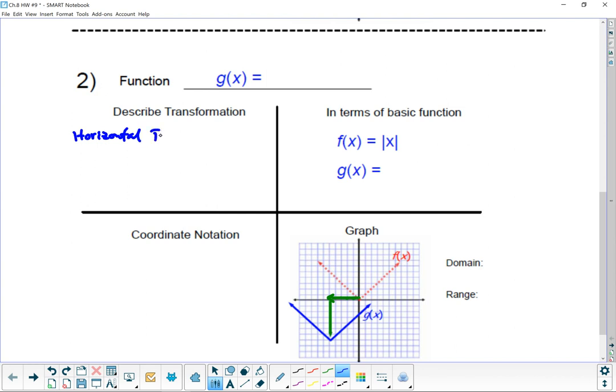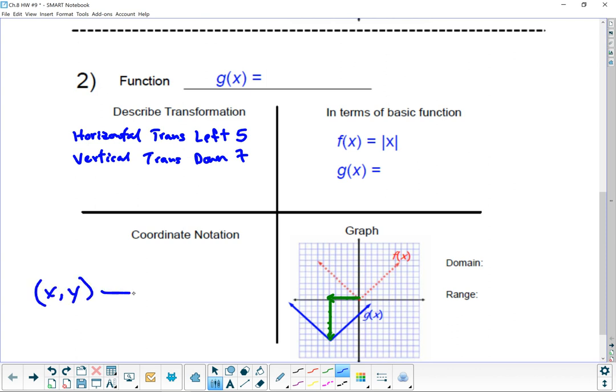I'm going to write the description first. Translation of left 5, then vertical translation. I'll just abbreviate that. It looks like it's going down 1, 2, 3, 4, 5, 6, 7. So it looks like it's going down 7. So we'll say vertical translation down 7. Okay, so by doing that, I can actually write in my coordinate notation.